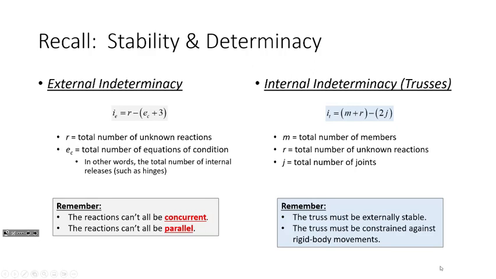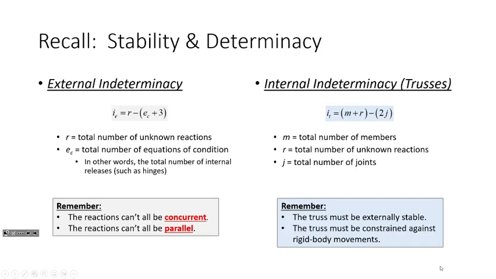But we also know any conditional equations based on whether or not there are hinges in the structure. So we were able to compute the external indeterminacy pretty easily. Now, we had some conditions on that: the reactions can't all be concurrent, and they can't all be parallel.